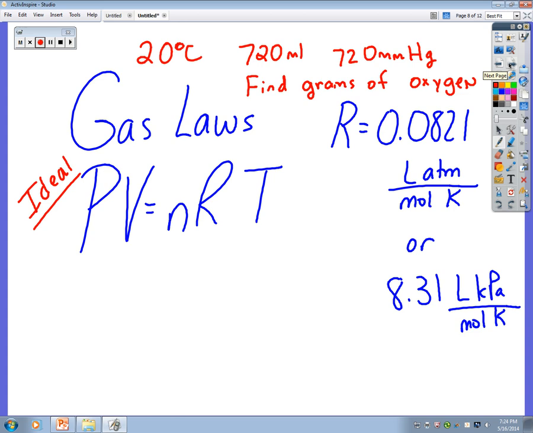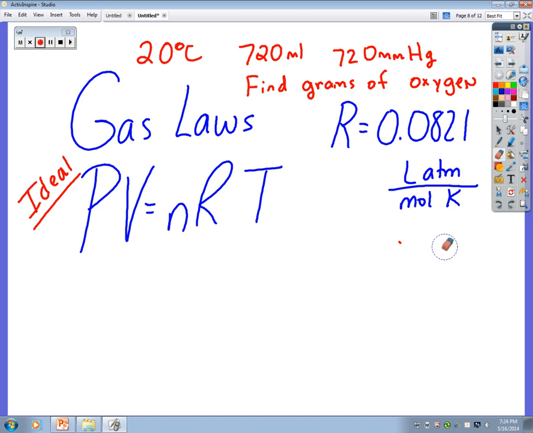So let's do a problem. I have 20 degrees Celsius, 720 millimeters of mercury. Find the grams of oxygen. I need to choose. Well, I'm going to go ahead and choose this R. They're not going to give you both. So let's just say they give you the 0.0821. Okay? Get rid of this.